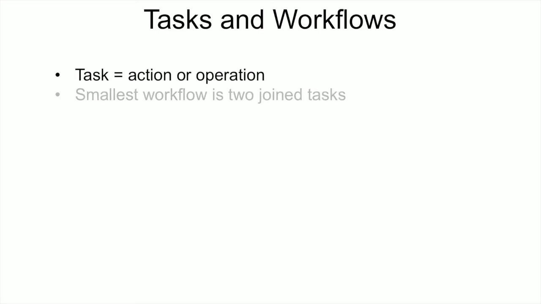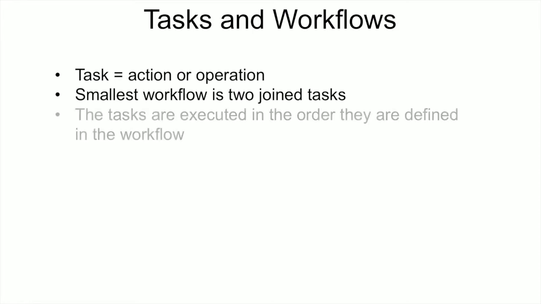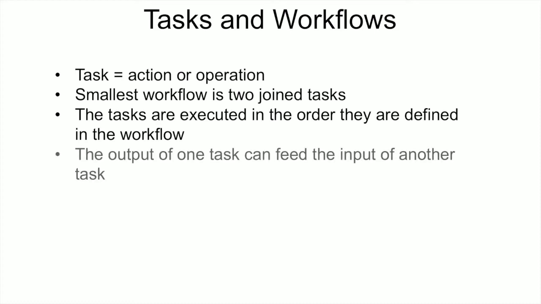So tasks and workflow. So the task, again, is an action or an operation. It's the smallest point of a workflow. And when we start to think about what makes a workflow, at its simplest, it's 2 joined tasks. So that's a very simple example of a workflow. In addition, tasks are executed in the order they're defined in the workflow itself. So the first task is going to be executed, the second one, the third, the fourth. It's really designed as that diagram that we saw before. It allows you to be able to create a very serial approach to it. The output of one task can also feed the input of another task.